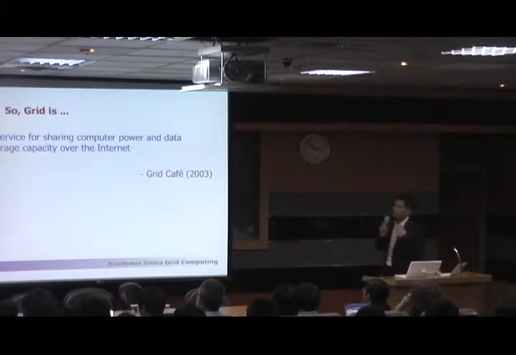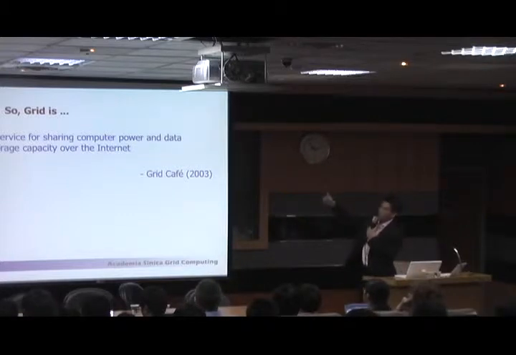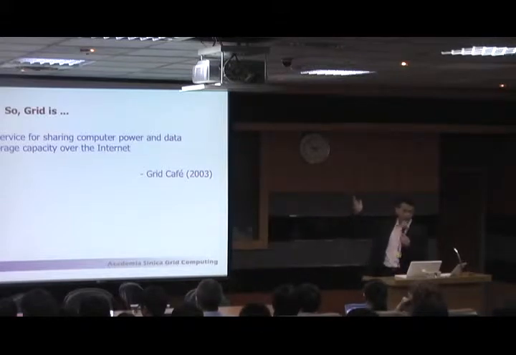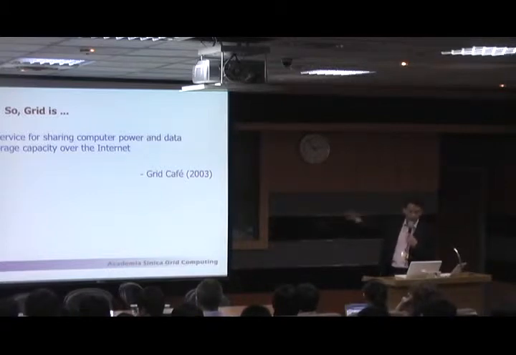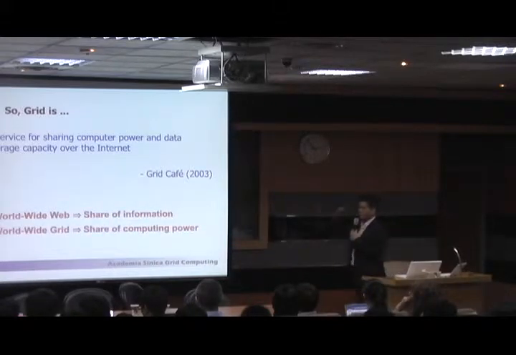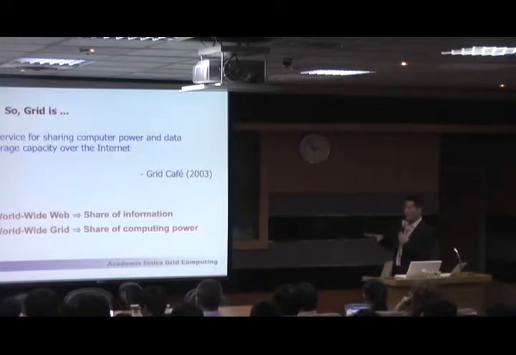So in summary, what is the grid? Grid is about resource sharing, and nowadays we know that when you are doing computing, you are touching on the computation and the access of data. So basically you have to access the computing power, and access the data which may be widely distributed on the internet. If you make an analogy, the World Wide Web is about the sharing of information, so the World Wide Grid is about the sharing of computing power. So this is a very simple idea of the grid.